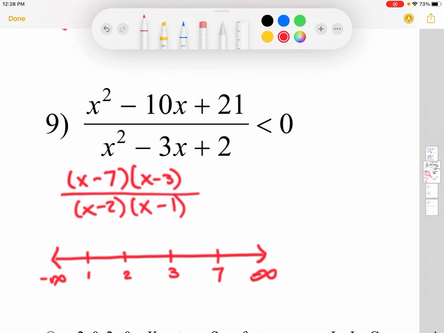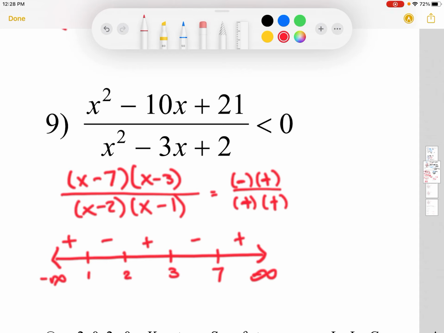Let's see. So between negative infinity and 1, that's going to give us a negative, a negative, a negative, and a negative. Four negatives make a positive. At 1.5, you're going to get a negative, a negative, a negative, and a positive. So three negatives make a negative. At 2.5, you get a negative, negative, and two positives. So you're going to get a positive. If x equals 4, you're going to get a negative, a positive, positive, positive. So that's going to make a negative. Then the last one is going to be positive.